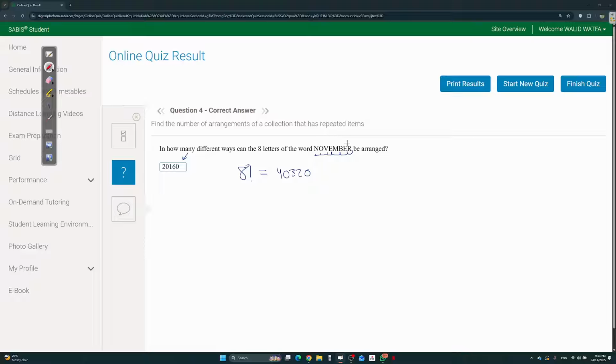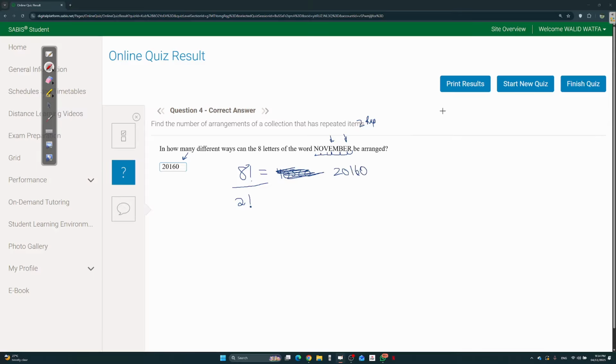Because there are some letters here that are repeated. For example, the E and the E are repeated, so they're going to cancel out with each other. Since we have 2 letters being repeated, 2 repetitions, we're going to divide it by 2 factorial. And you're going to end up getting 20,160.